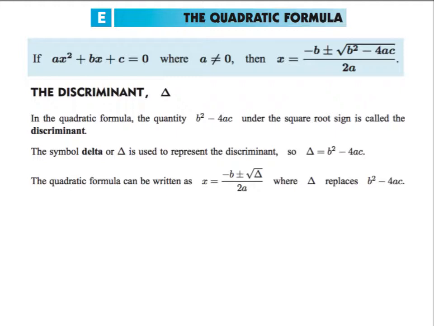The number underneath the square root, that b squared minus 4ac, tells you a lot about the quadratic equation. It's so important that it has its own name. It's called the discriminant. The discriminant symbol is the delta symbol. So delta is equal to b squared minus 4ac, or the discriminant is equal to b squared minus 4ac.